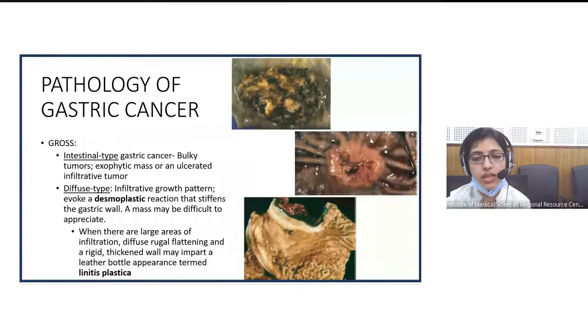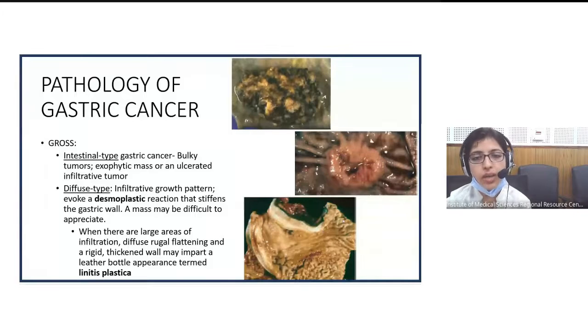Rather, there is single cell infiltration of the wall of the stomach, which results in thickening of the wall, and there is flattening of the rugae, and the stomach acquires a leather bottle appearance, and hence it is called linitis plastica, because of the dense desmoplastic reaction which is incited by the host stroma in response to those infiltrating cells.